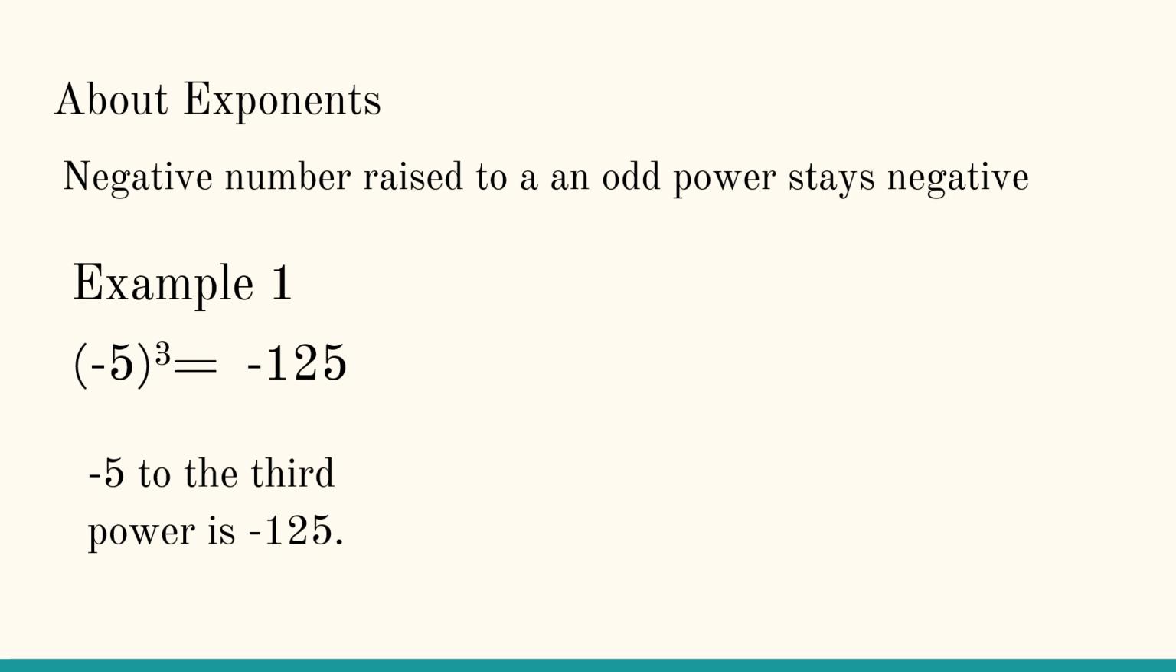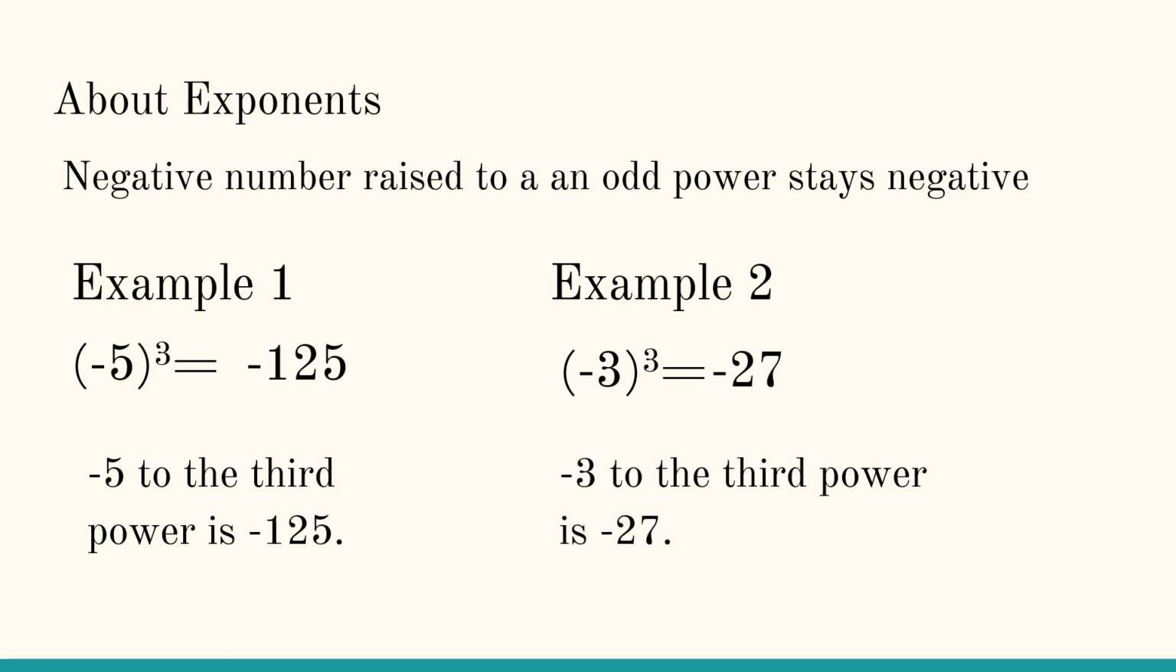Let's go ahead and try another one. Example 2. Negative 3 to the third power. As we said before, since the exponent is an odd number and our base is negative, then our answer is going to be negative. So we're going to go 3 times 3 is 9, times 3 is 27. So our answer is negative 27. So negative 3 to the third power is negative 27.